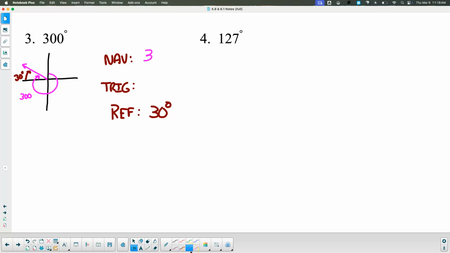So I got a navigation angle of 300 degrees. That one was given to us, obviously. And then I've got a trig angle of 150 degrees and a reference angle of 30 degrees. Yes?